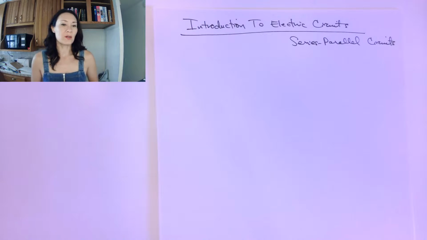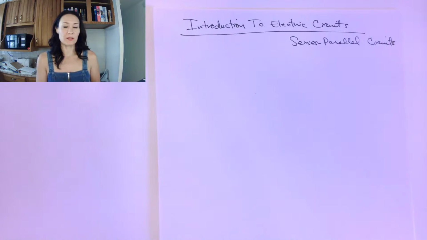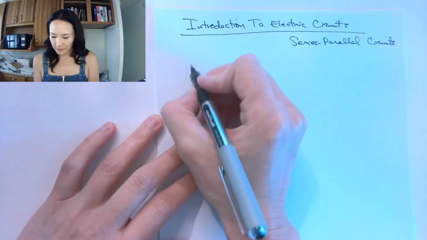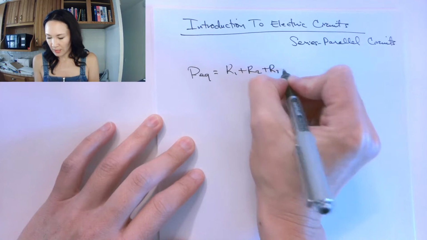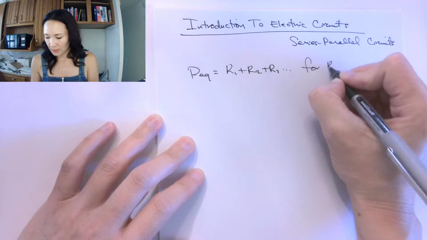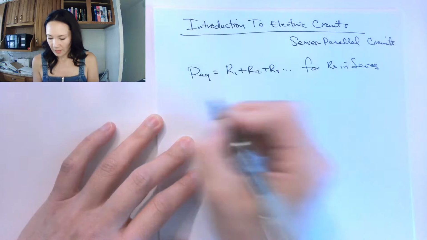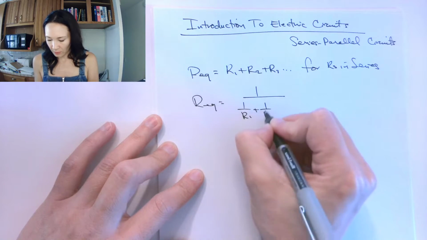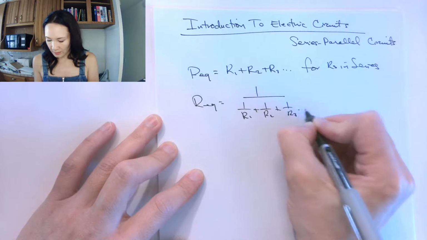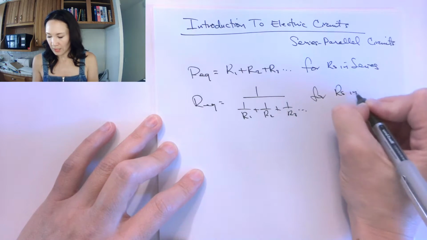Now that we've discussed series and parallel circuits, we can analyze circuits with both series and parallel branches, and they're called series parallel circuits. The technique for solving is we just go through each branch step by step and find equivalent resistances using Req equals R1 plus R2 plus R3 and so on for resistors in series. And we use 1 over R equivalent equals 1 over R1 plus 1 over R2, and so on for resistors in parallel.